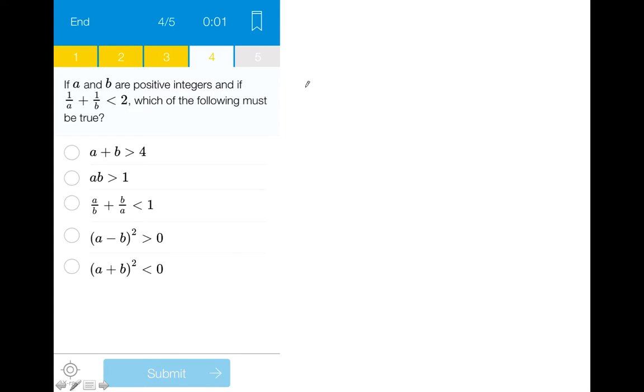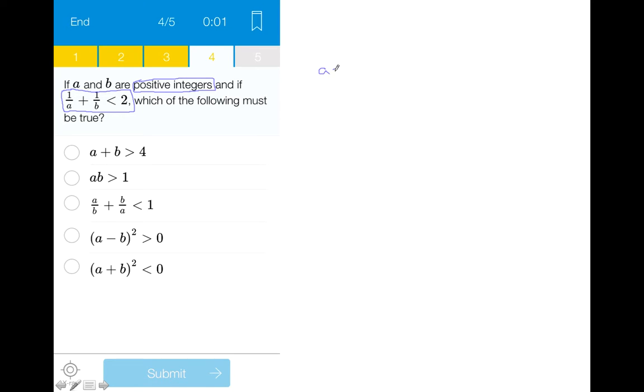In order to approach this question, we first need to understand the information that we're provided with. We know that A and B are both positive integers, and we also know that they must satisfy this inequality, that 1 over A plus 1 over B must be less than 2.